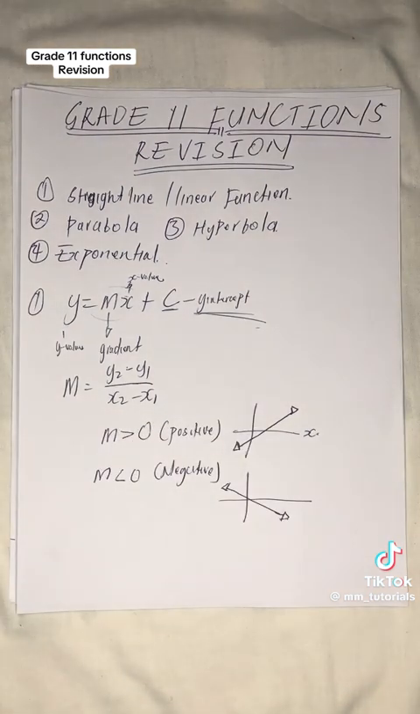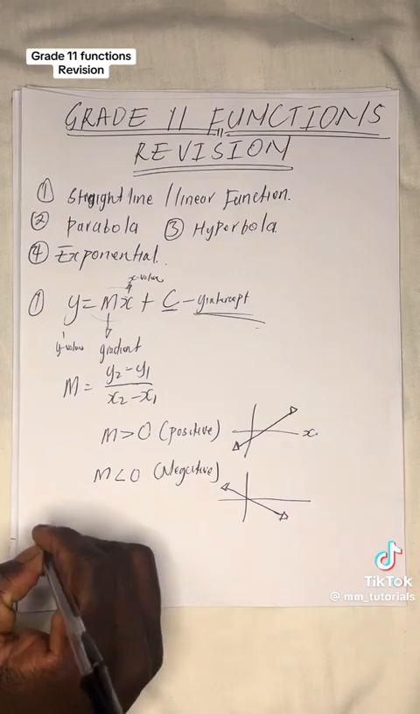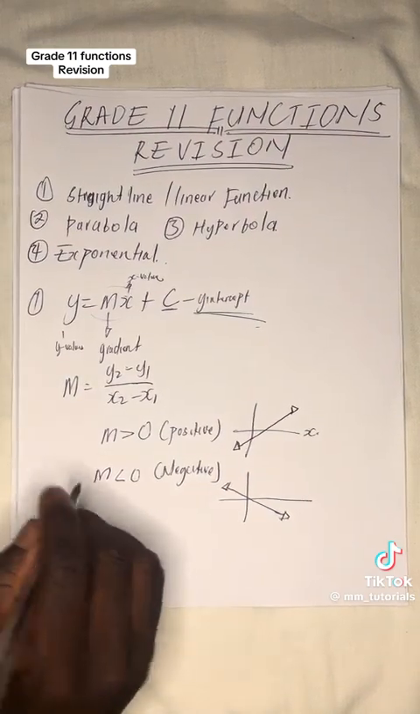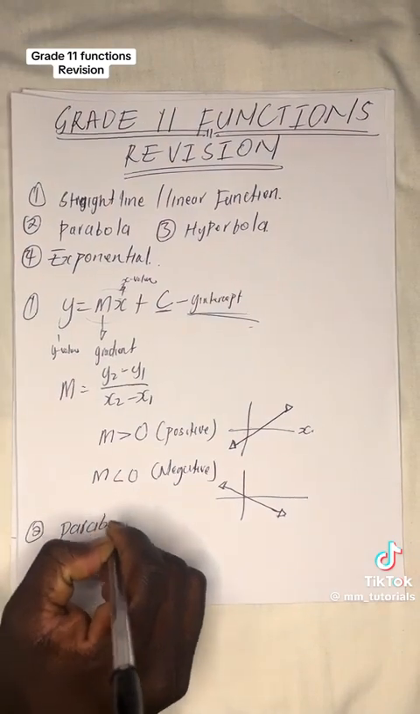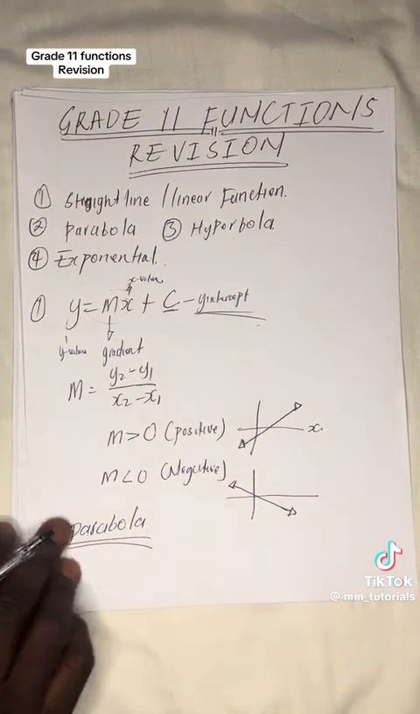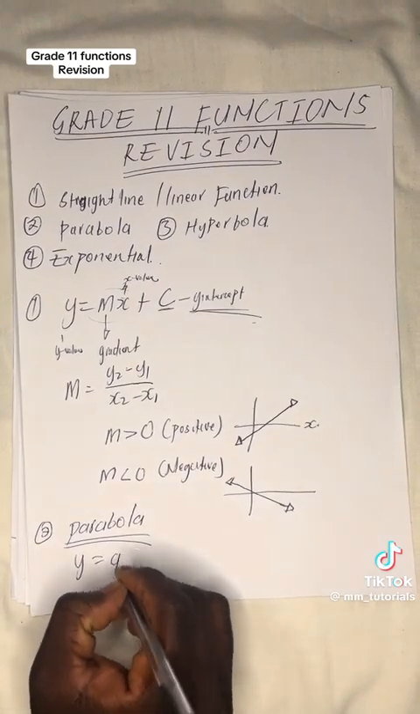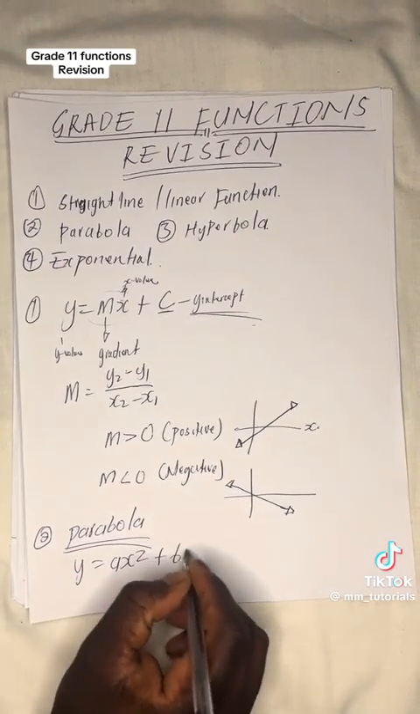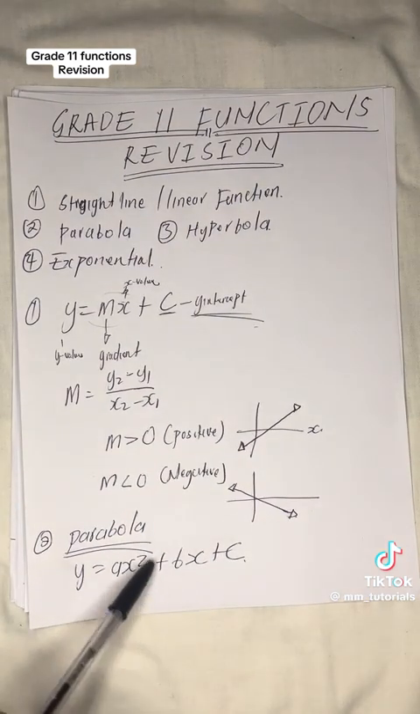Right, let us now go to the parabola. What would be the general or standard equation of a parabola? The standard equation of a parabola is y = ax² + bx + c. This is the standard form of your parabola.